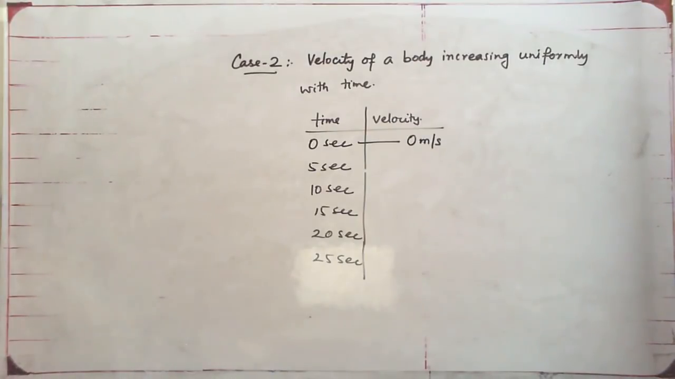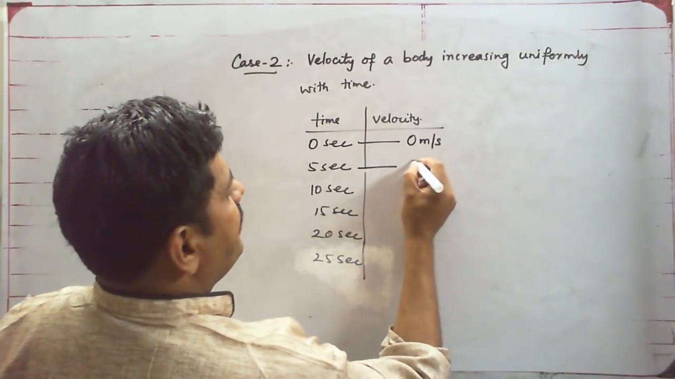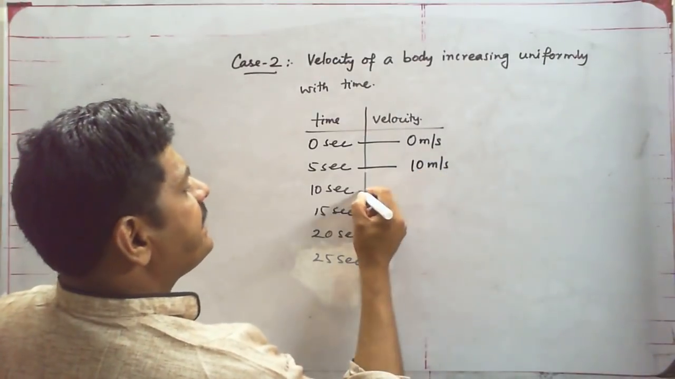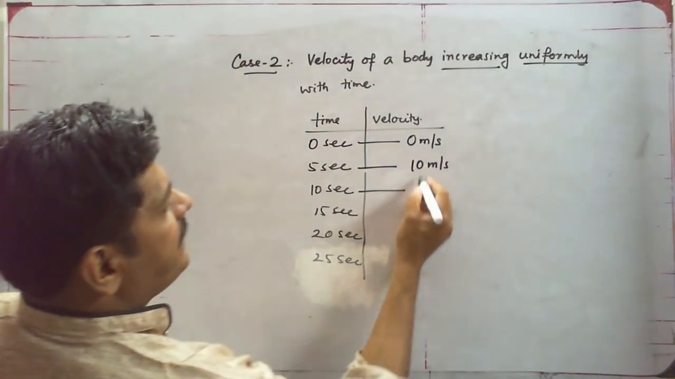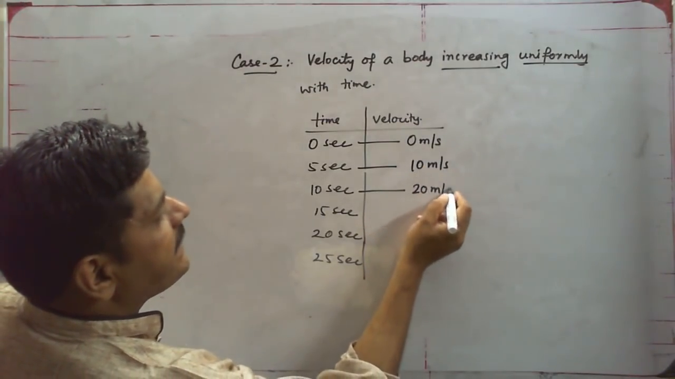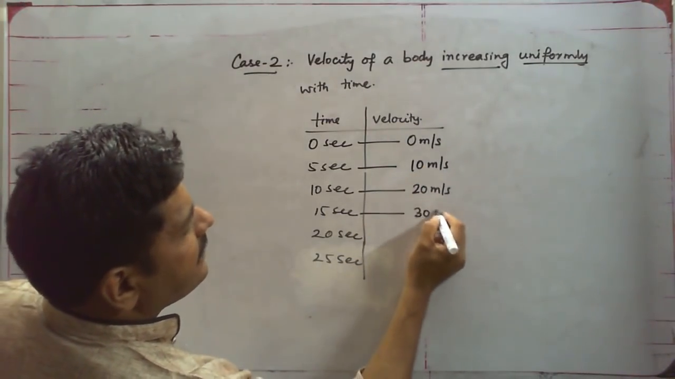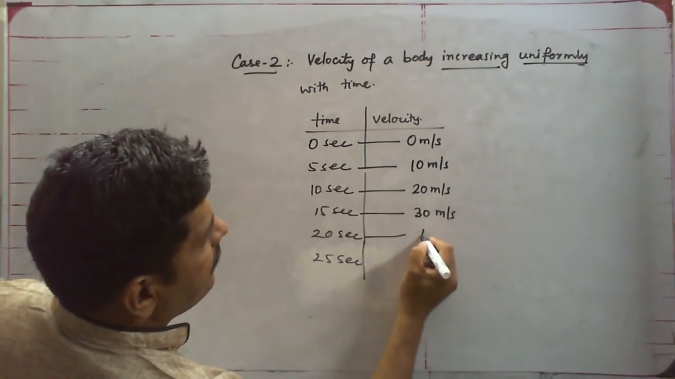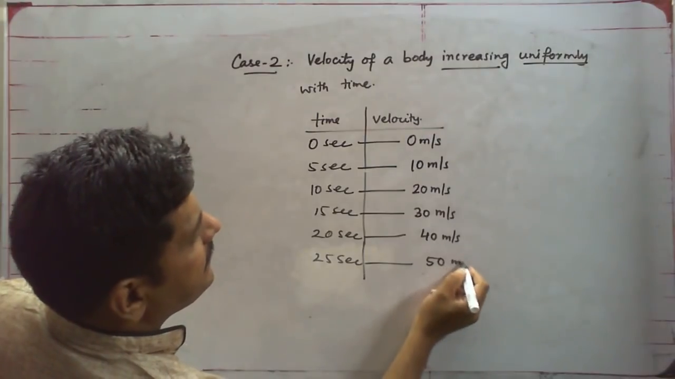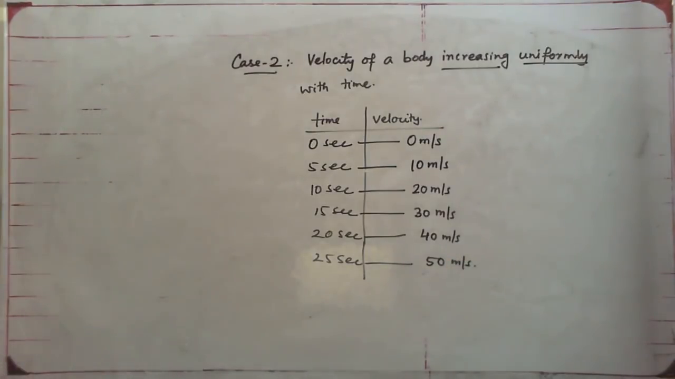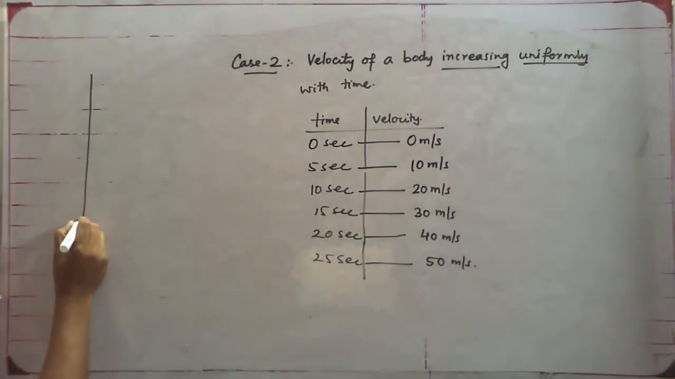Let us say at 5 seconds, the velocity of the body is 10 meter per second. So it is uniformly increasing. Therefore, it must be 20 meter per second. Here it is 30 meter per second, 40 meter per second, 50 meter per second. So this is the given data with us. We have got the data. So let us plot these points.